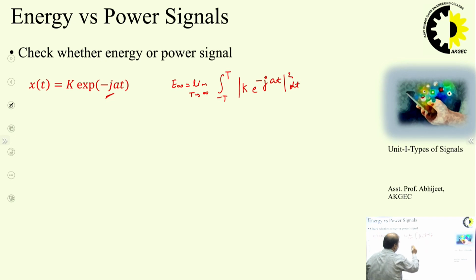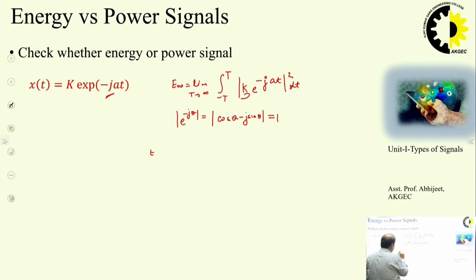And what about the mod of this signal? E raised to the power minus j theta's mod, what is it? It is the mod of cos theta minus j sin theta, isn't it? What is the magnitude of this? The real part is cos theta, the imaginary part is minus sin theta. So the absolute value is square root of cos square theta plus minus sin square theta. So minus square becomes plus. So square root of cos square plus sin square, and this magnitude is nothing else but 1. So this magnitude apart from K is 1.